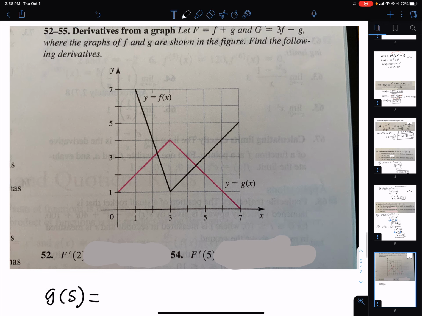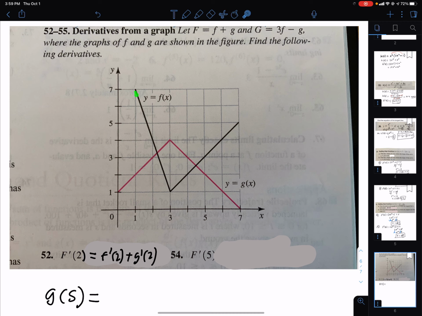All right, we are told big F is f plus g. So take the big derivative of f. I was told earlier that that's going to be the little derivative of f plus the little derivative of g. Okay, can we do that?